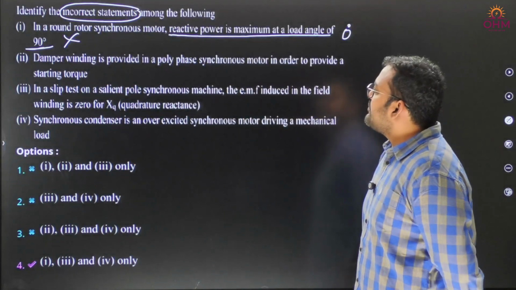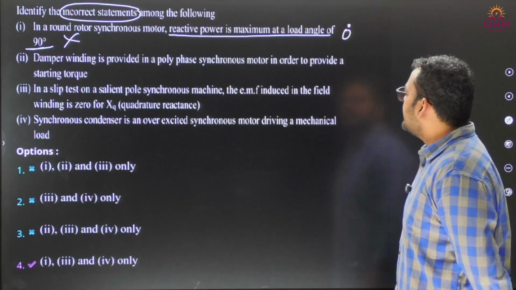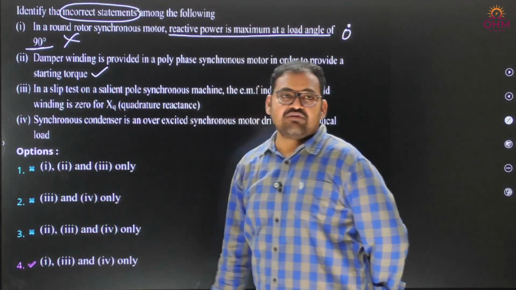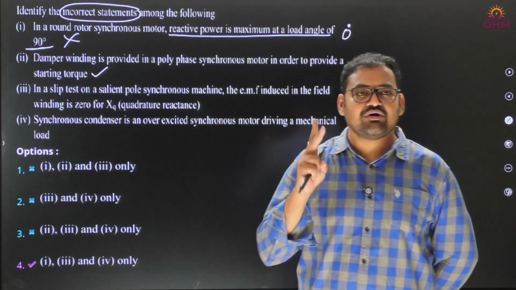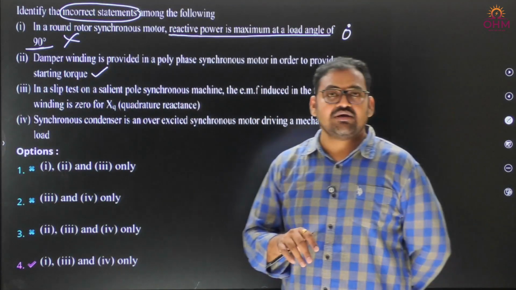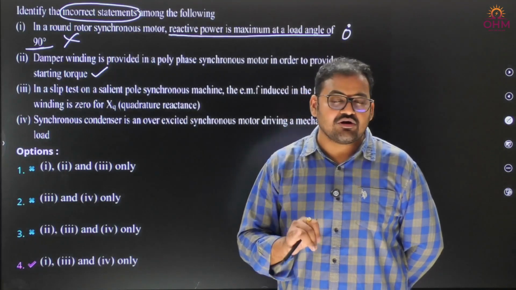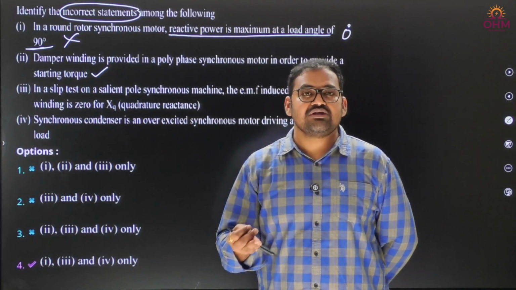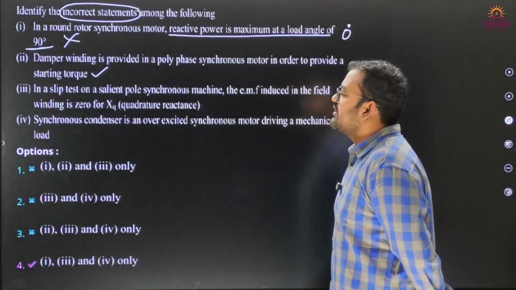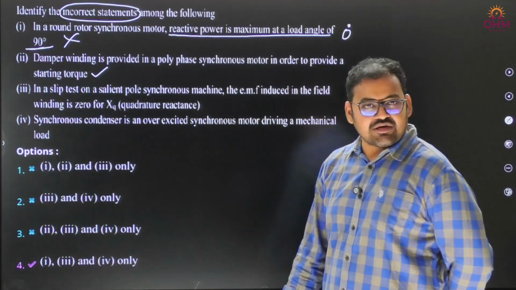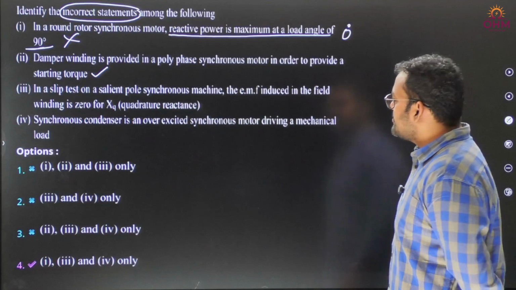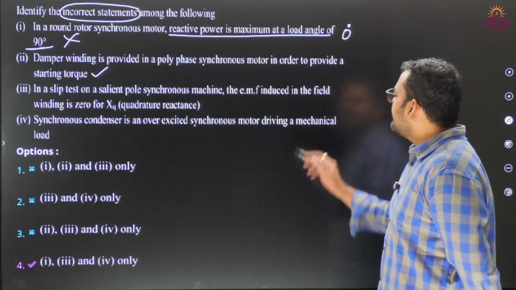Damper winding is provided in a polyphase synchronous motor in order to provide a starting torque. Yes, this is a correct statement. Damper winding will have two main functions in synchronous machines. First one is to create starting torque for the synchronous motor, and second one is to reduce the hunting phenomena. So it will create starting torque in a synchronous motor. That is absolutely correct.